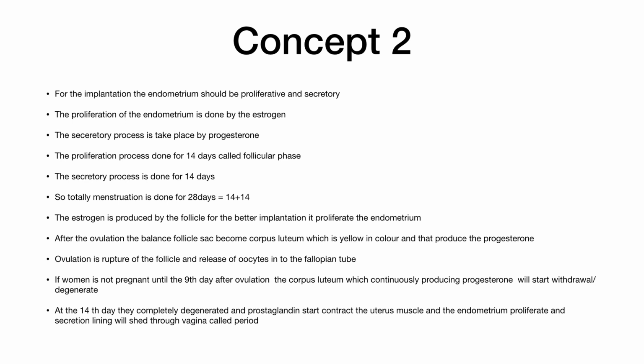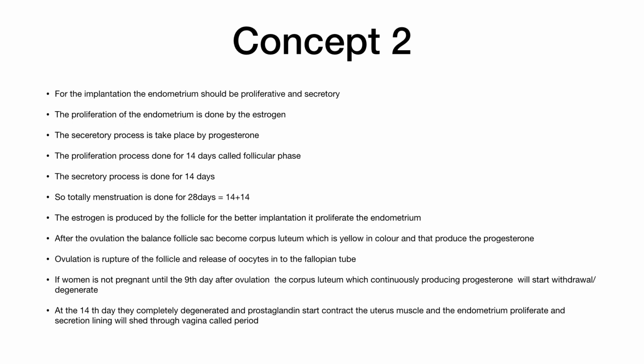The estrogen is produced by the follicle for better implantation. It proliferates the endometrium after the ovulation. The remaining follicle sac becomes the corpus luteum, which is yellow in color and produces progesterone. Ovulation is the rupture of the follicle and release of the oocyte into the fallopian tube.